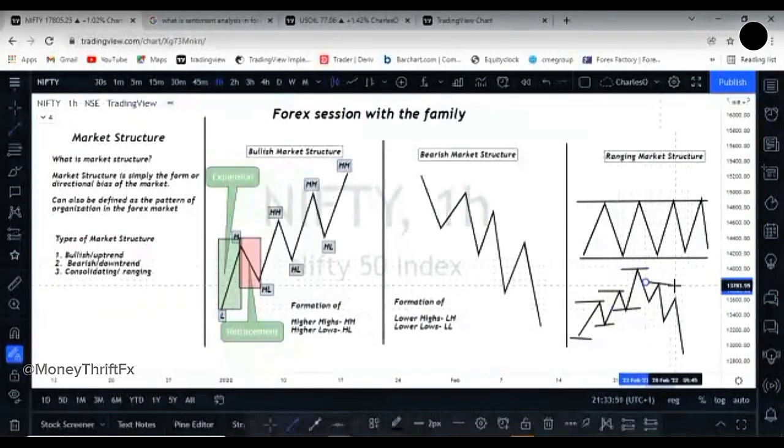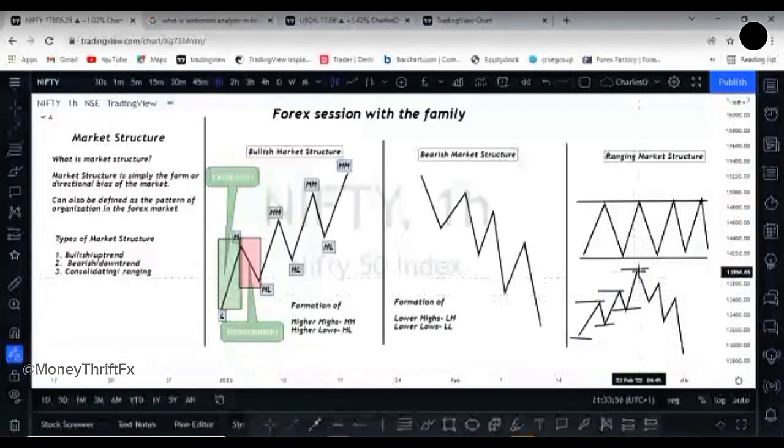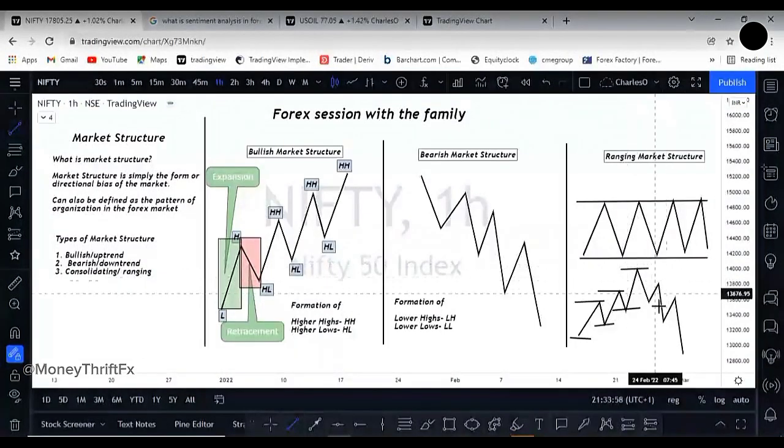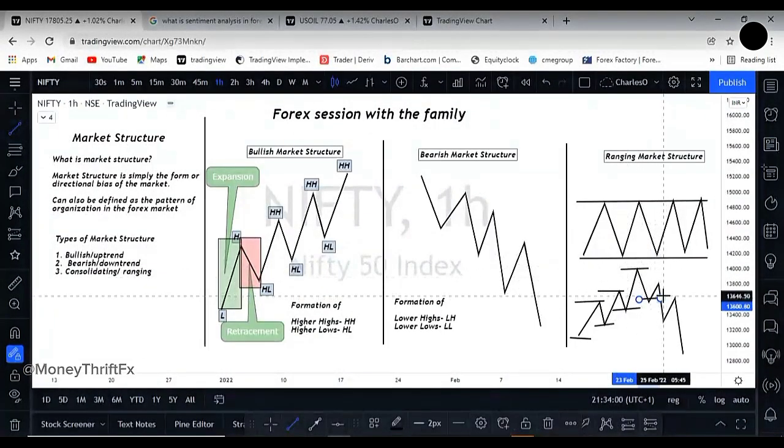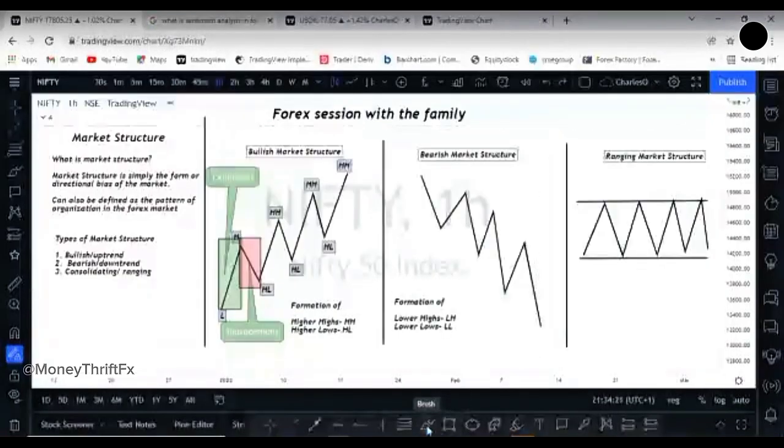But this high here is above the previous one. Therefore, this is not a high. It is still below the previous high, and then we cannot call it a higher low. The reason is that a new high has not been formed. Same thing is applicable to the bearish scenario.